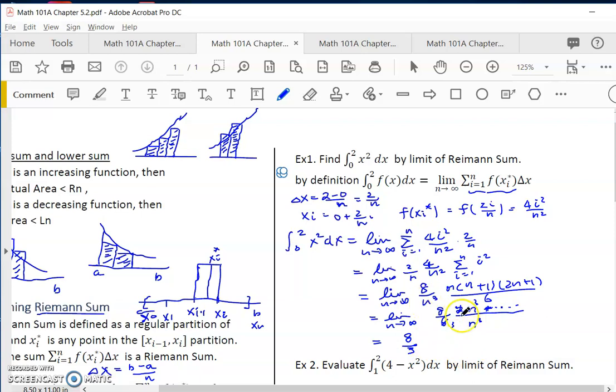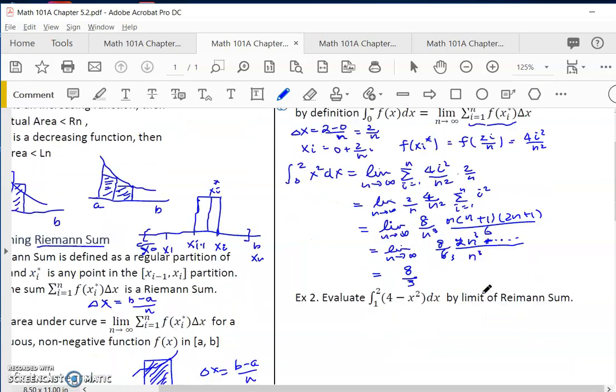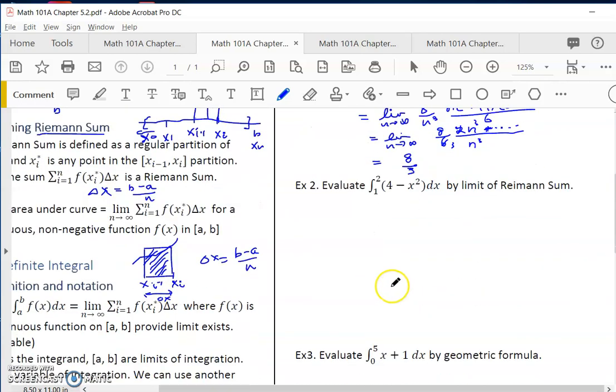So that means the area under the curve from 0 to 2 for x squared is 8 over 3, by limits of Riemann sums, and you see that it's quite difficult. Okay, so there's another one that I will do. I'm going to do it in the next video, 5.2 part 2.